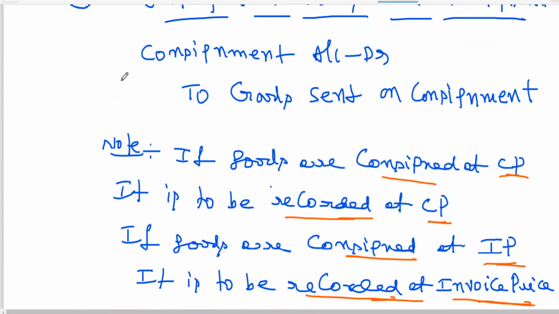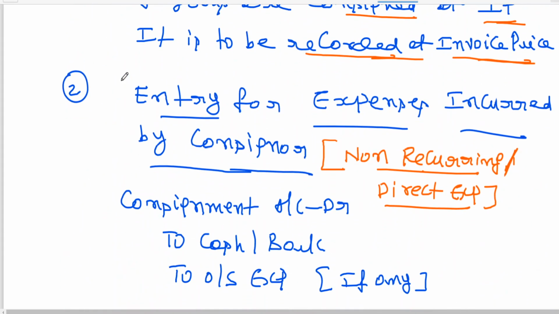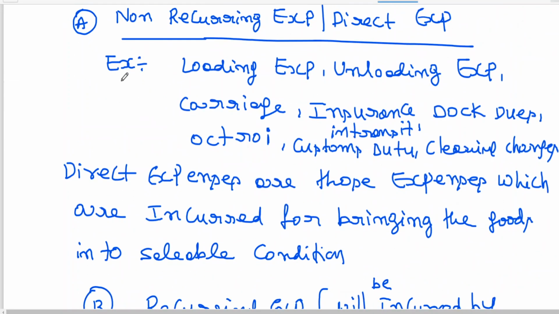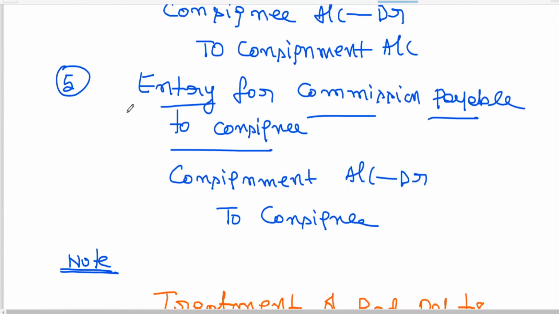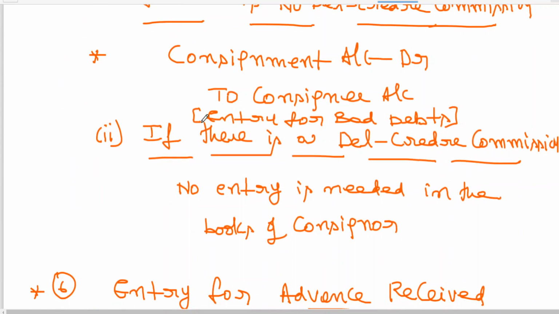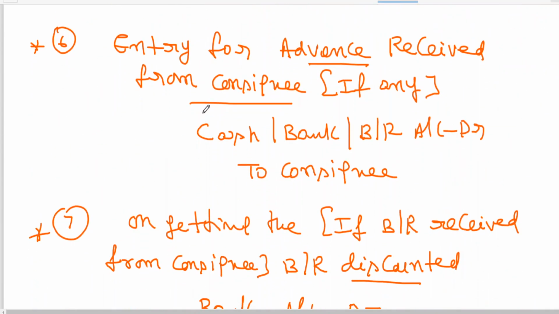First entry for goods sent on consignment, second entry for consignor expenses, third entry for consignee expenses, fourth entry for sales, fifth entry for commission. Because commission is calculated on sales. We have learned last class how to calculate commission. We have three types of commission: ordinary commission, del credere commission, overriding commission. And then comes the entry for advance received; if you receive the advance in the form of bills receivable, then you can discount it. I think these things we have learned.